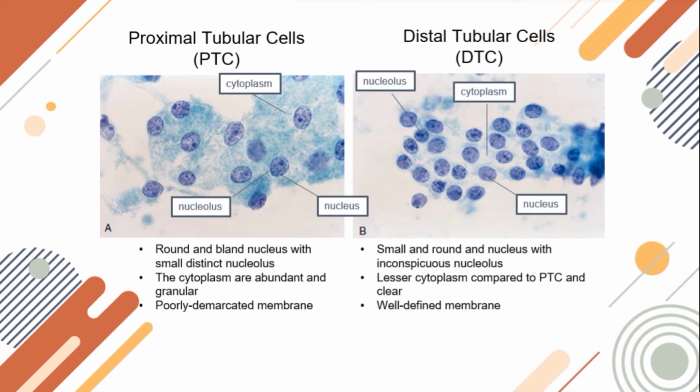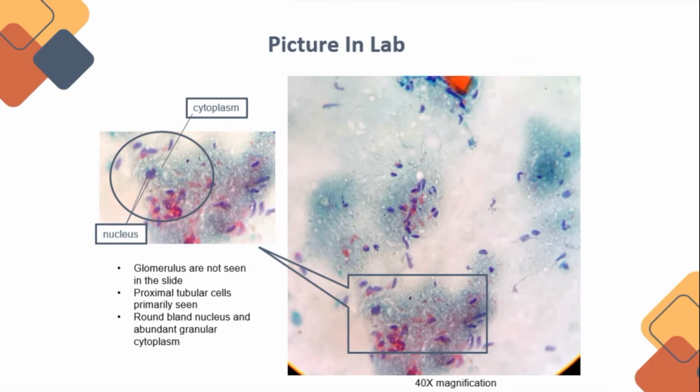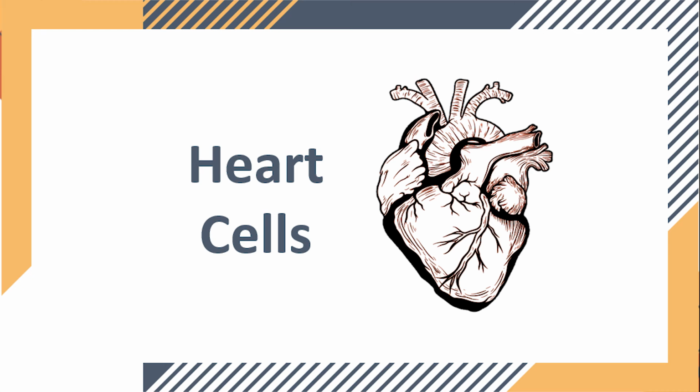The membrane also shows distinct features between the proximal tubular cells and distal tubular cells, where the cells have a poorly demarcated membrane in proximal tubular cells, while distal tubular cells have a well-defined cellular membrane. In the impression smear of kidney cytology, no glomerulus was obtained and only the tubular cells are observed. The cells show abundant granular cytoplasm with poorly defined membrane and a round nucleus.